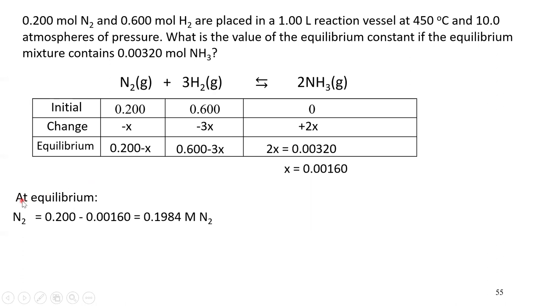So at equilibrium, nitrogen will be 0.200, that's how much we started with, minus 0.00160, which is how much had to react to make our ammonia. So at equilibrium, we have 0.1984 moles per liter of nitrogen. We're going to carry an extra significant digit along. For our hydrogen, we would take 0.600 minus 3 times x, where x is 0.00160. So at equilibrium, hydrogen is 0.5952 molar. So now we know the equilibrium concentration of nitrogen. We know the equilibrium concentration of hydrogen. We were given the equilibrium concentration of ammonia.